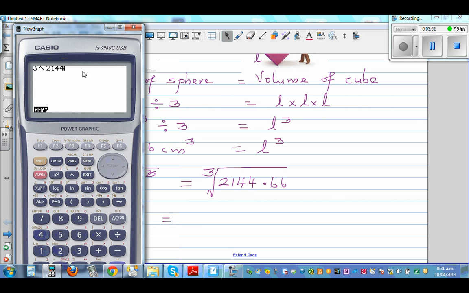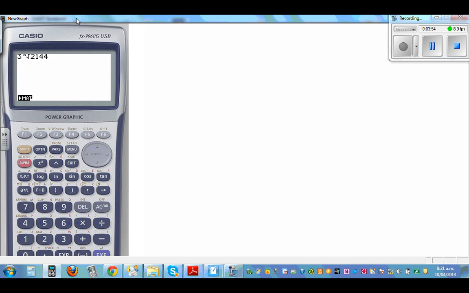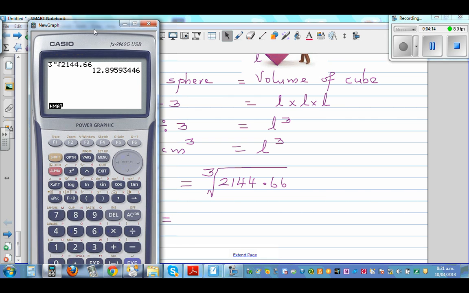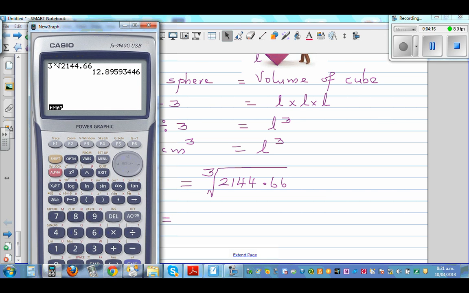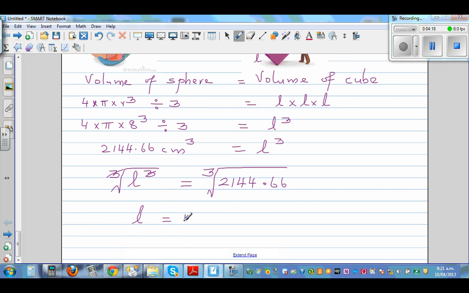This is 0.66, equal to 12.89. So this is about 12.89. You can't round it up, because the shape cannot be made bigger than the material allows, so you have to round down. I'll say the maximum that you can make is 12 centimeters. So this is 12, and you can change this into millimeters.